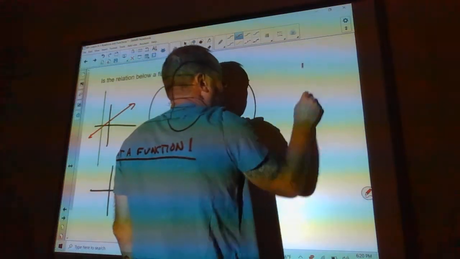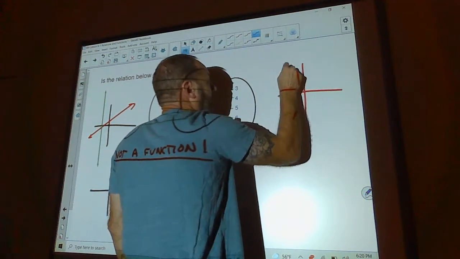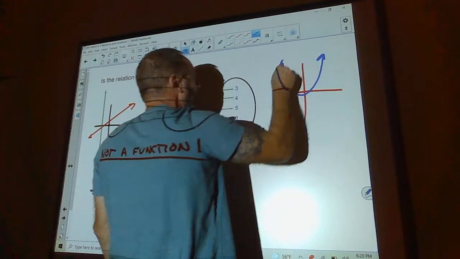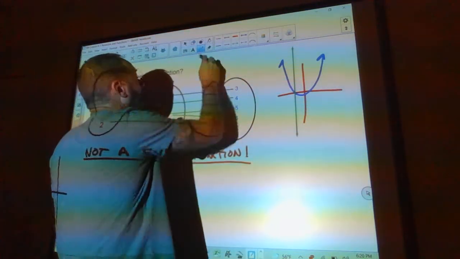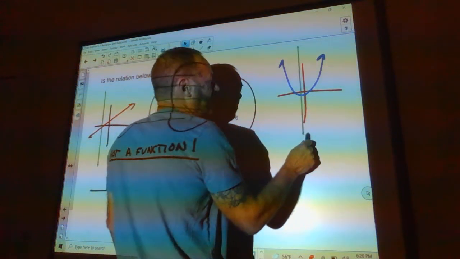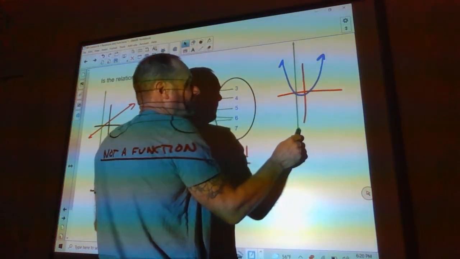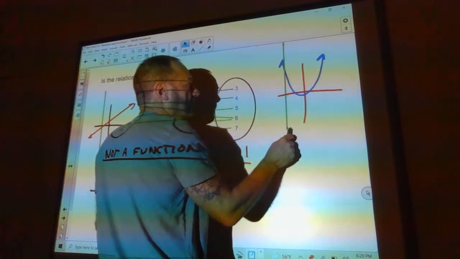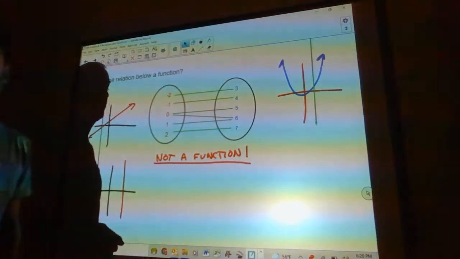say I had this, okay, and I did a vertical line, does this pass the vertical line test? Well, it only crosses this thing, which is called a parabola. It only crosses it one time for each vertical line, so that is also a function.